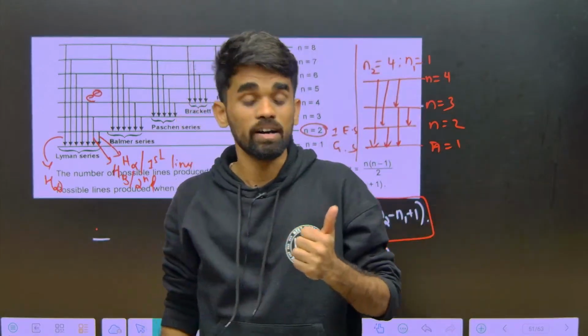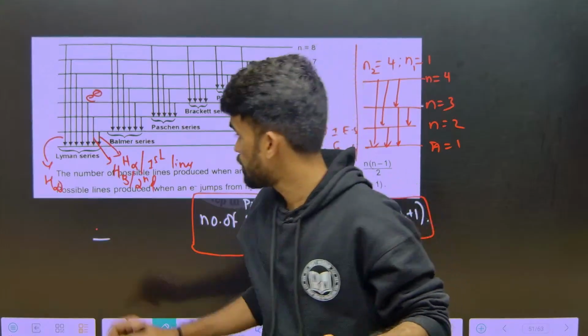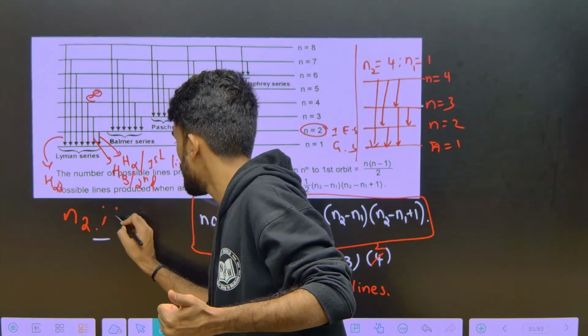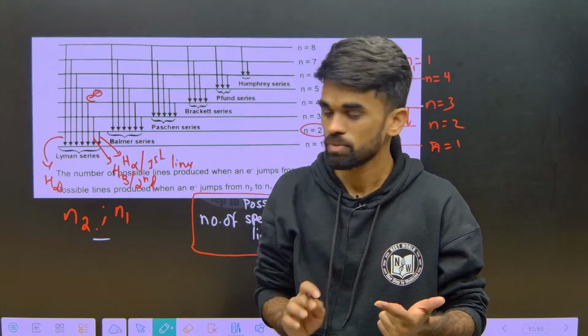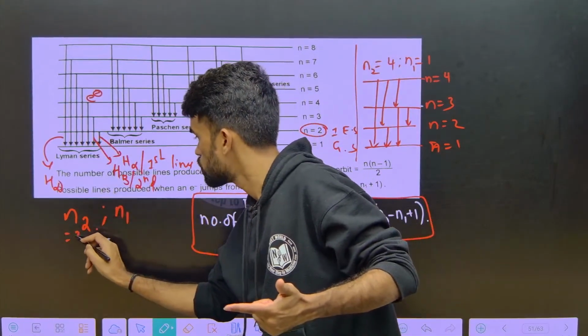So now, what are the n values for H alpha line of Lyman series? I mean n2 value and n1 value for H alpha line of Lyman series. n2 is 2, n1 is 1.